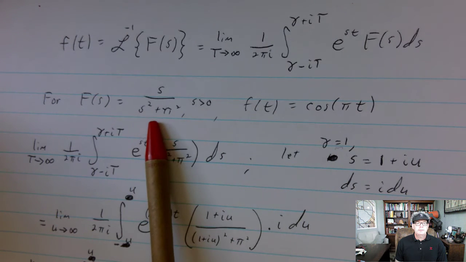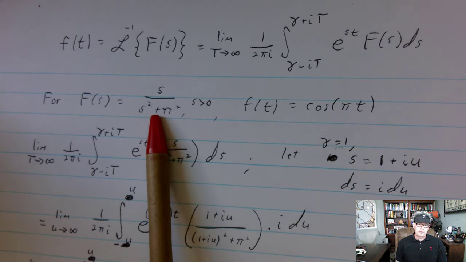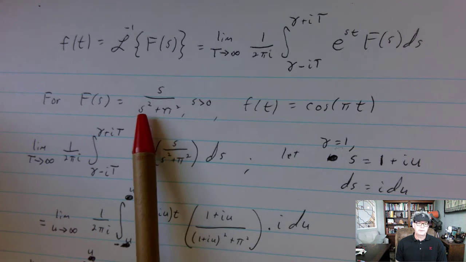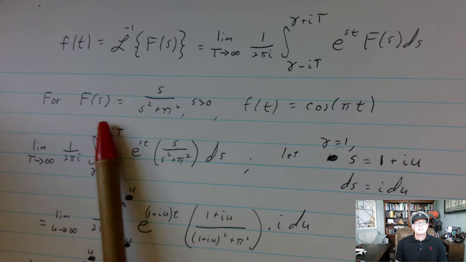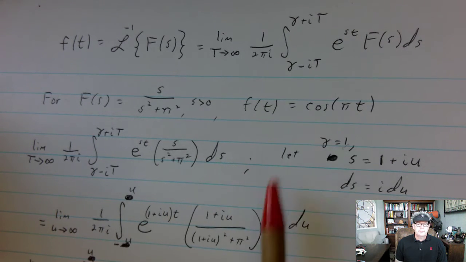So for F of s, again, cosine of pi t, its transform would be this. So I know this should invert to cosine of pi t. So that's going to be my F of s. So put it in, and that would be the f of t.